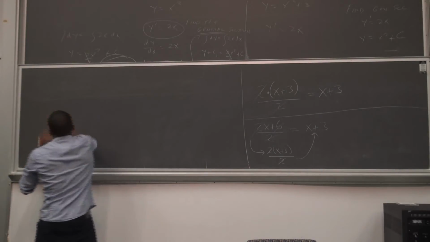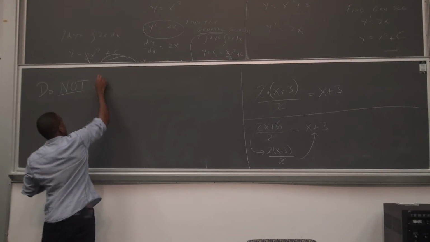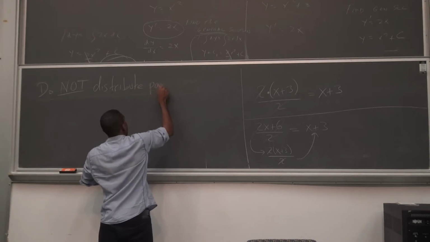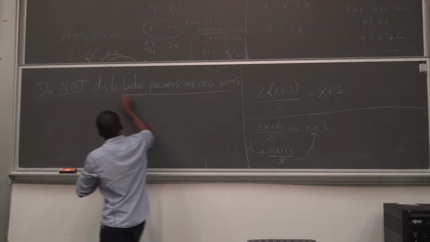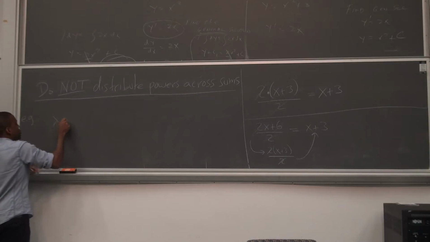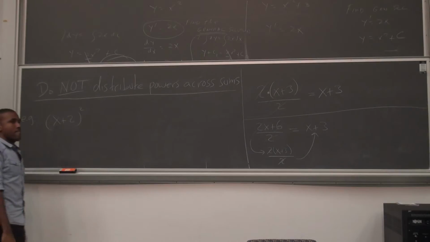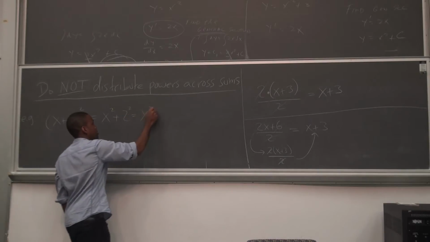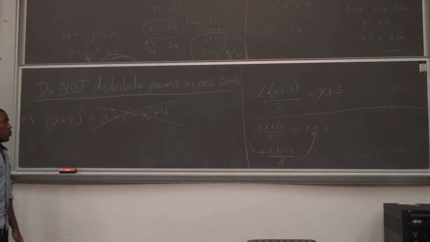What else should you not do? Oh yes, I should have erased all that. Do not distribute powers across sums. Now, this one is much more widespread. Equally dangerous. So, example. I say x plus 2 squared. What's that? Some would say that's x squared plus 2 squared, which is x squared plus 4. That is wrong. What is the actual answer?